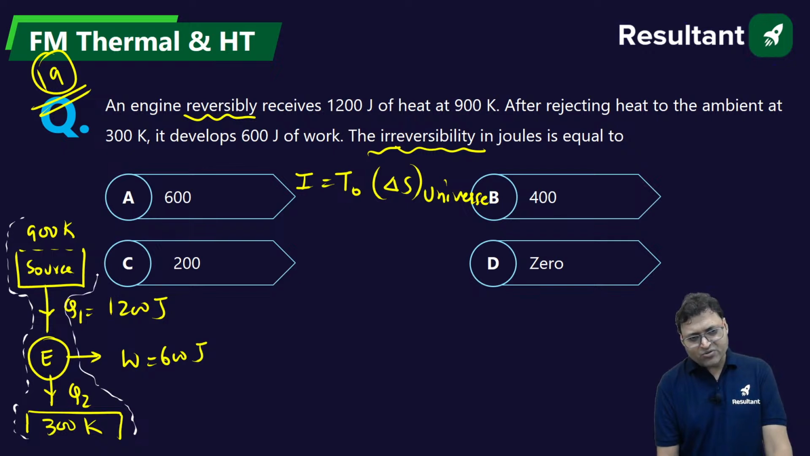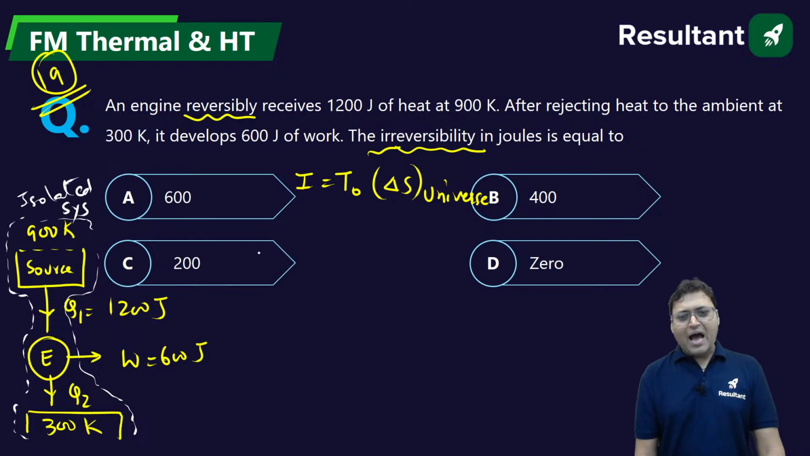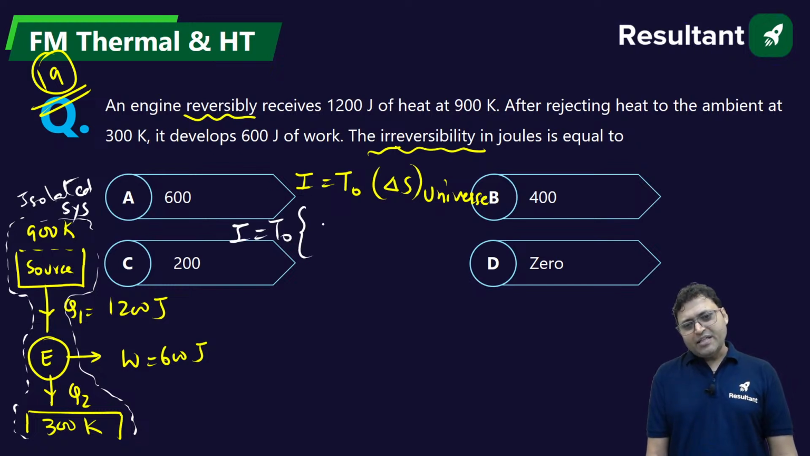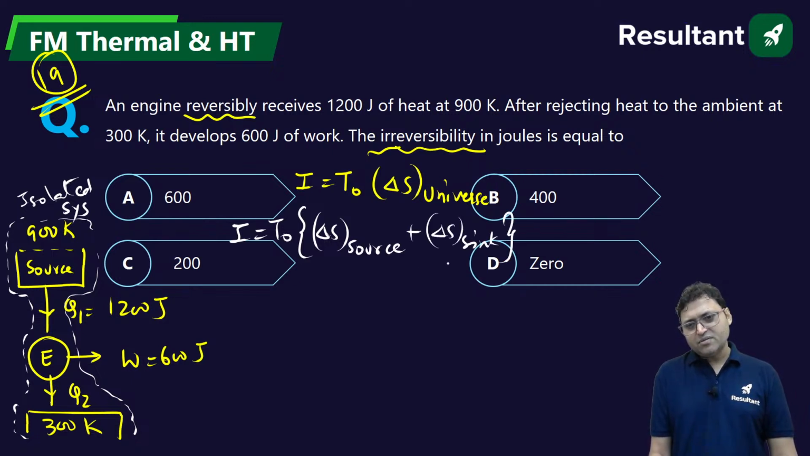This is the isolated system. The engine will not have any change in entropy. There is a change in entropy for the source, and there is a change in entropy for the sink. So we can say I is equal to T naught times delta S for the source plus delta S for the sink. Yes or no?